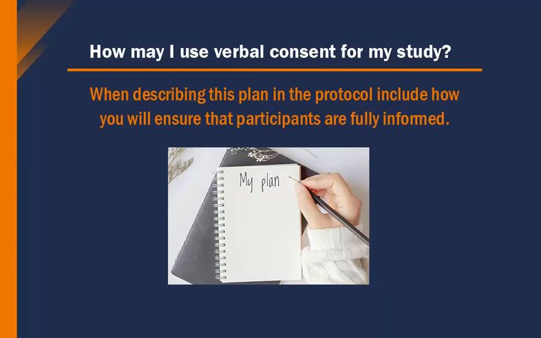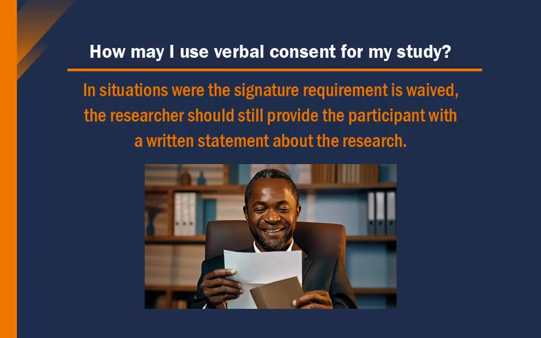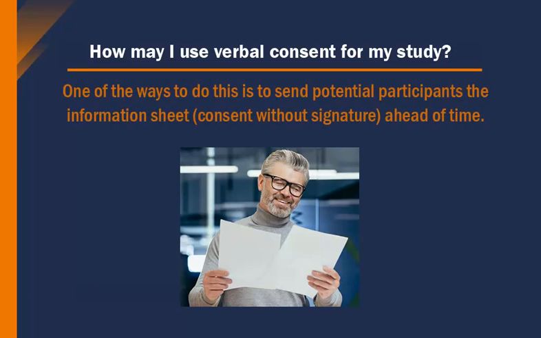When describing your plan to use verbal consent in your protocol, you'll want to include how you will ensure that participants are fully informed. It's important to note that in situations where the signature requirement has been waived, the researcher should still provide the participant with a written statement about the research. One way to do this is to send potential participants the study information sheet before you have the consent discussion with them. This document is also sometimes called a consent without signature.